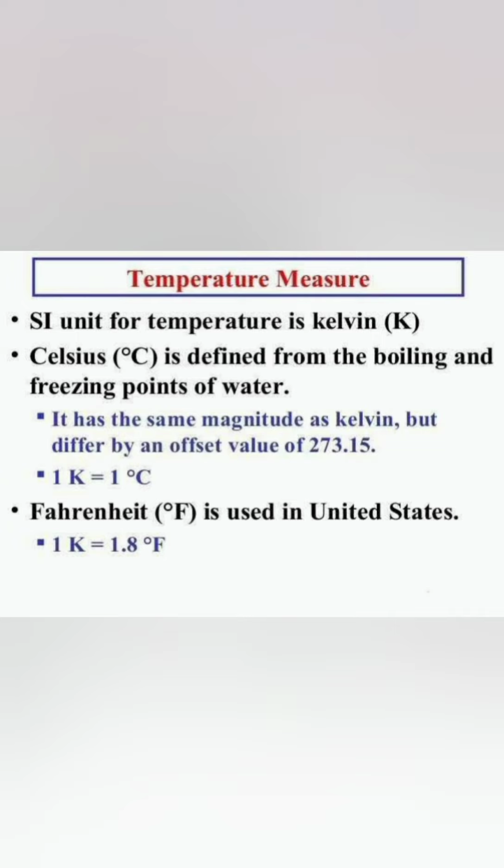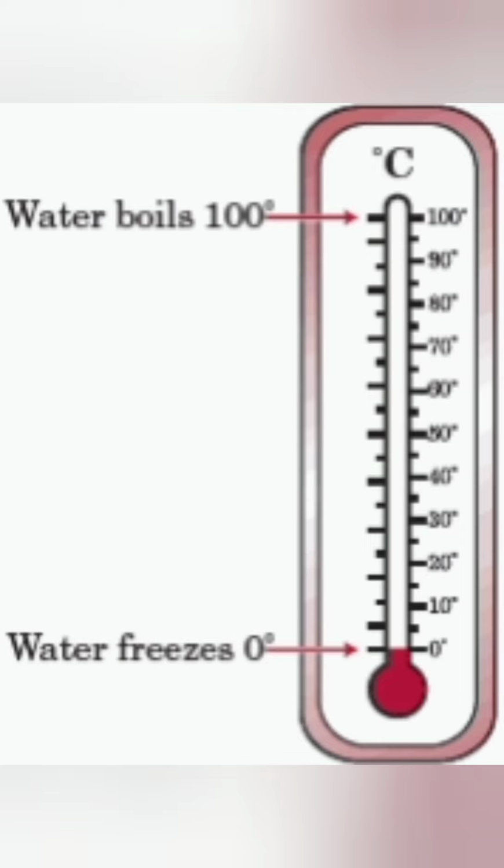Scales of temperature. Just as there are centimeters and inches to measure length, there are different scales or systems to measure temperature. These are the Celsius scale, the Fahrenheit scale, and the Kelvin scale. The SI unit for temperature is Kelvin. The first one is the Celsius scale.